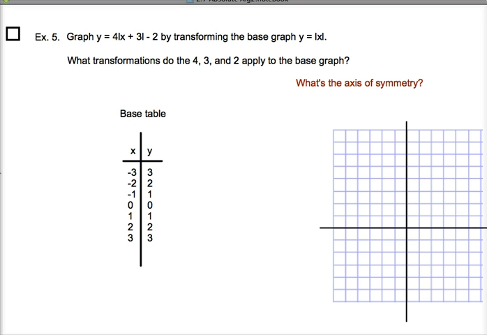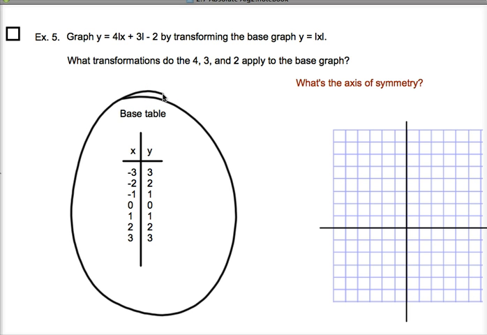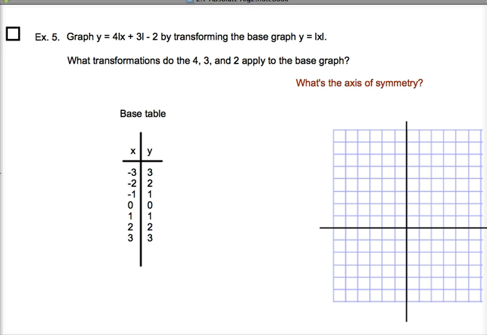Okay, well, looking at the transformations. Here I gave you a base table. I went from -3 to 3 on the left, and then I get 3 to 0, and then 0 to 3 on the right. Get rid of those, okay? We're just going to apply the transformation, so kind of review from 2-6.